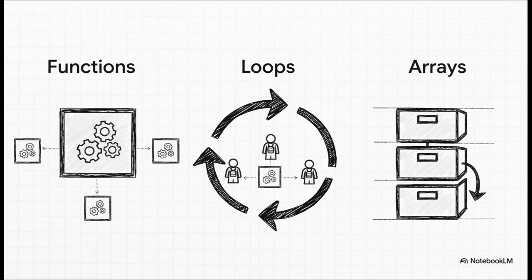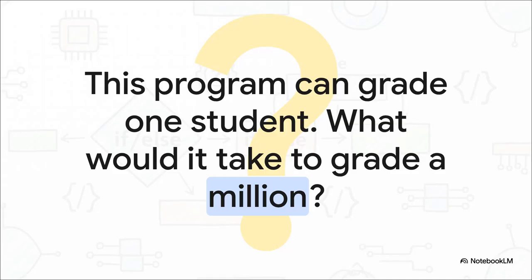Well, that's where you'd start using more advanced tools. You'd wrap our grading logic up in a neat little package called a function so you could reuse it easily. You'd use loops to make the program run that function for every single student automatically. And you'd use arrays to keep all those student scores in one organized list. So we went from a simple question to a working program that can grade one student. But the real magic, the real power of coding, is scale. So the question I'll leave you with is this. What would it take to make this program grade 1 million students? The answer to that? Well, that's the next step on your coding journey.